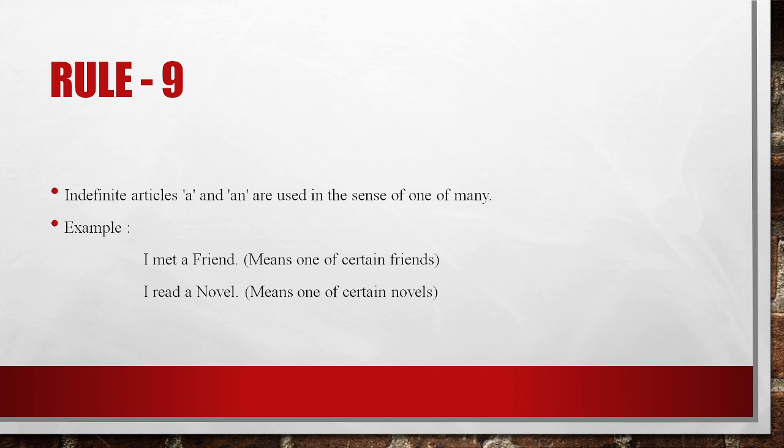Rule 9. Indefinite articles a and an are used in the sense of one of many. I met a friend means one of my certain friends. I read a novel means only one of certain novels. There may be so many friends or so many novels, but we are reading only one novel as well as one friend alone. So indefinite articles a and an are used in the sense of one of many.